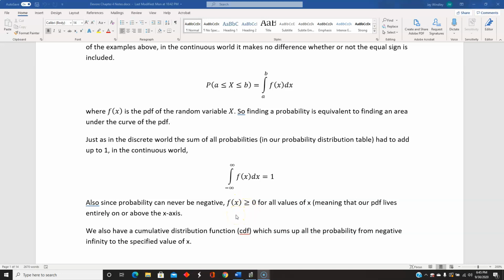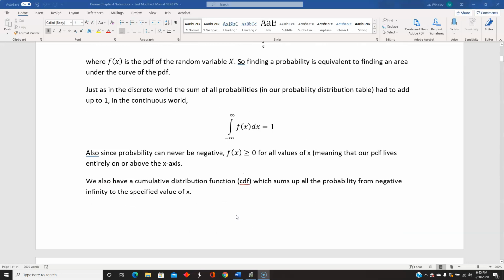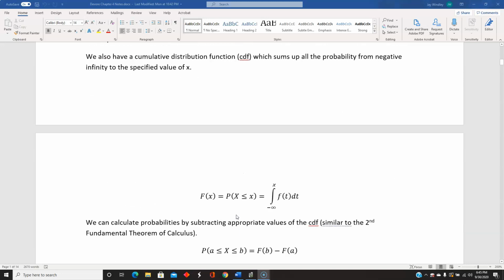We also have a cumulative density function, or cumulative distribution function, which adds up all the probability up to a certain point. We're going to call that one capital F of x, and that's the integral from negative infinity up to x of our PDF. So the CDF is the integral of the PDF up to point x. And like we saw in the last chapter, we can calculate probabilities by subtracting appropriate values of the CDF.